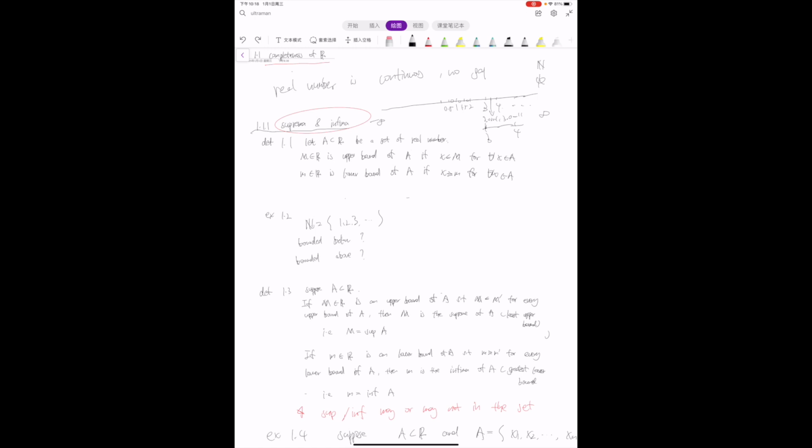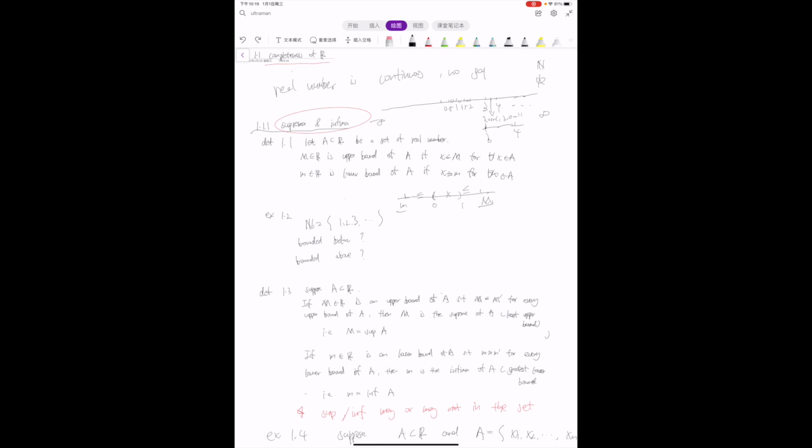For example, our set here is the interval from 0 to 1, and the boundary points 0 and 1 are not in this set. We consider this capital M an upper bound of A because for all x belonging to (0, 1), x is less than capital M. Same thing for this little m: for all x between 0 and 1, x is greater than or equal to little m. Therefore, capital M and little m are an upper bound and a lower bound of this set.